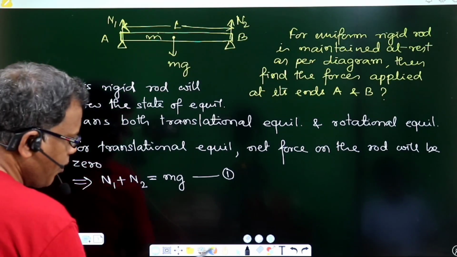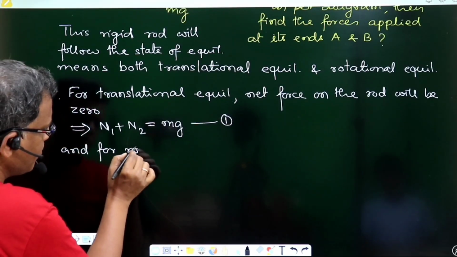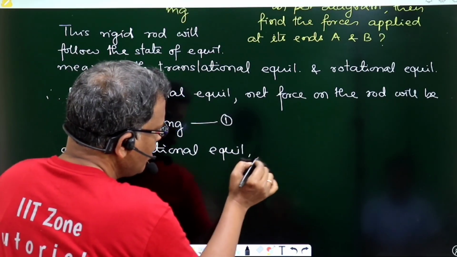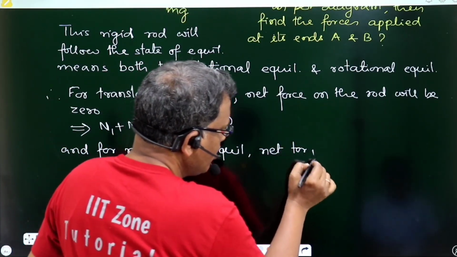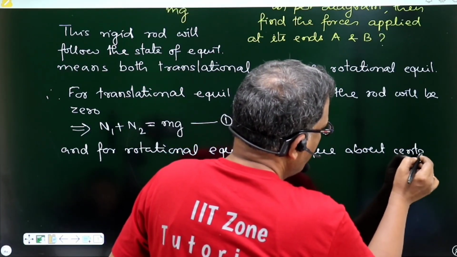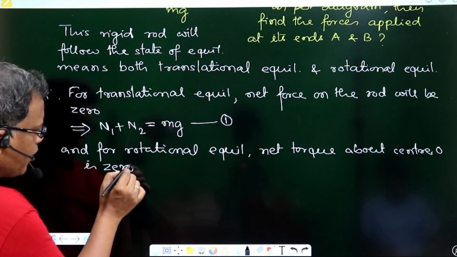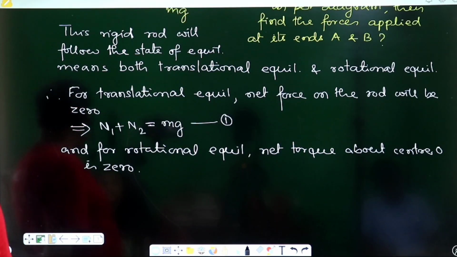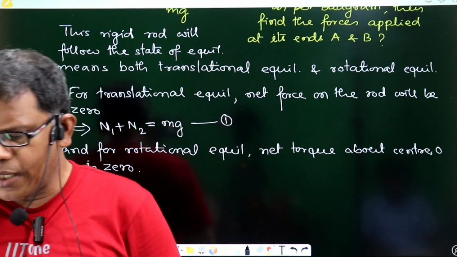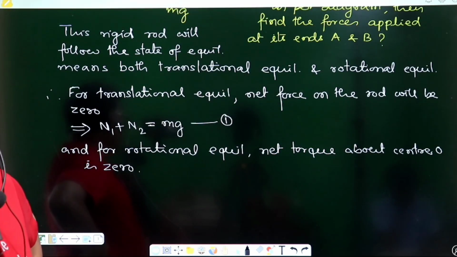Okay? And for rotational equilibrium, net torque about center O is 0. That means balancing torque is available on the rod about the center O, right? So obviously, as we are taking the torque calculation about the center, the forces passing through the center O will not be considered to be producing any torque.